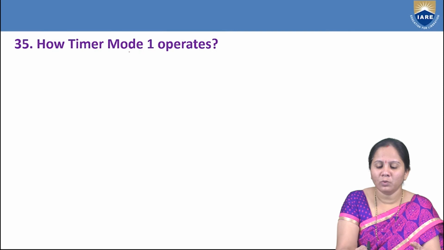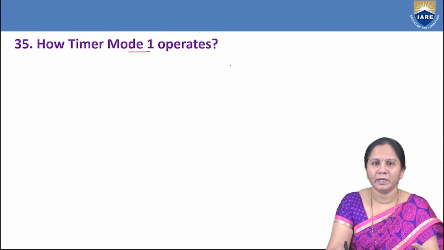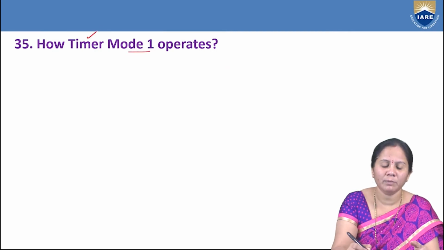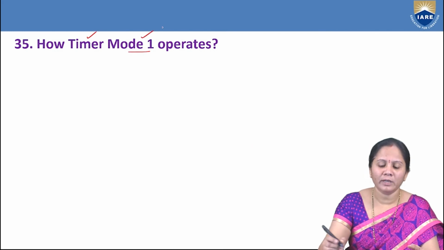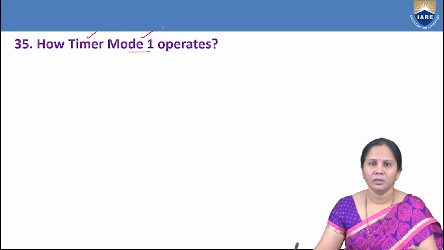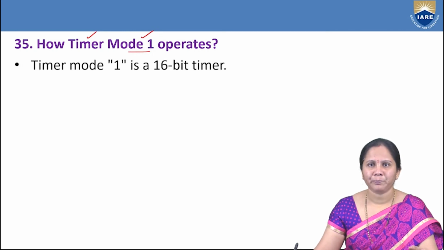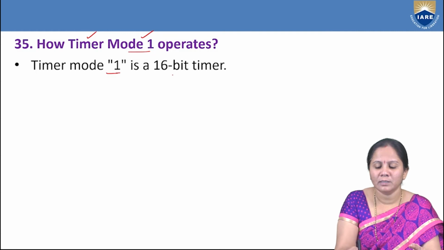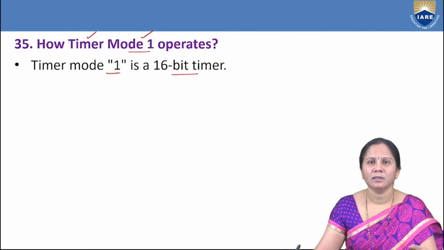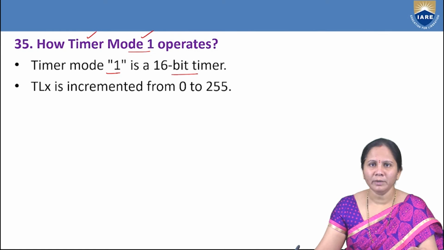Next. So how does timer mode 1 operate? Timers can generally be operated in different modes, but when the timer is operating in mode 1, what is the function? When it is operating in mode 1, it acts as a 16-bit timer.